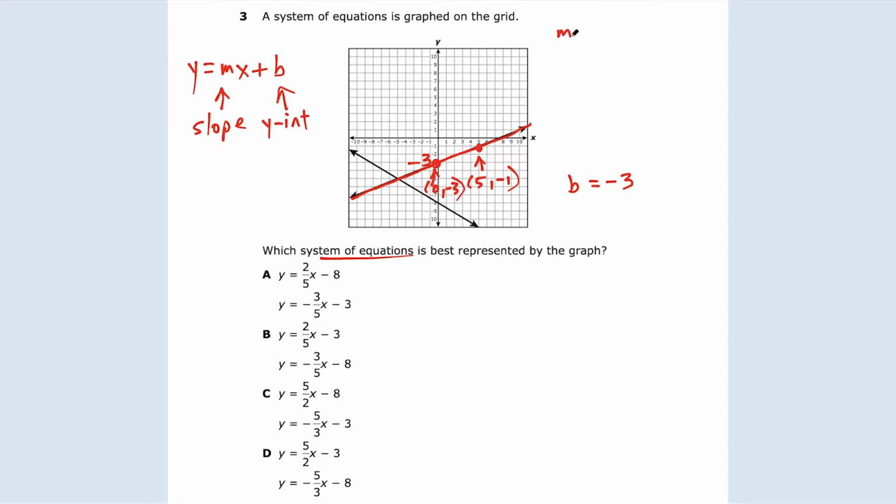So what I could do is use the slope formula. I could say y2 minus y1 over x2 minus x1. But when you have a graph and the points are nice, you could just count the rise over the run, because the slope tells you the rise over the run. This is very useful for graphs.